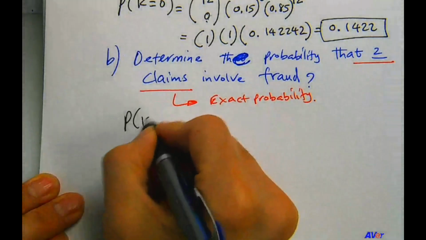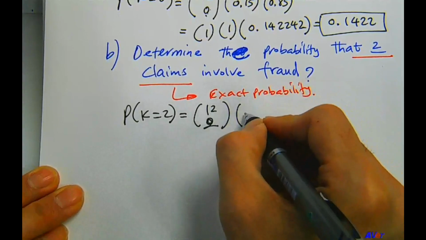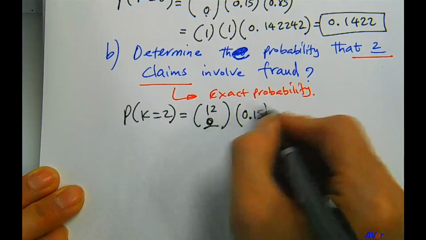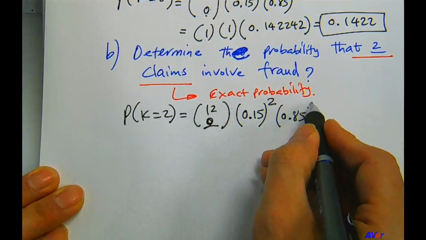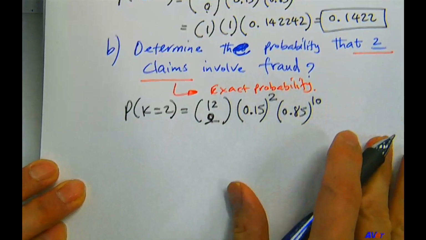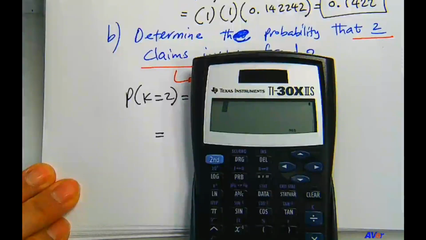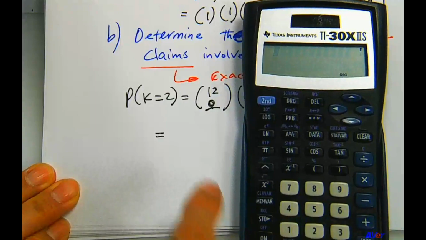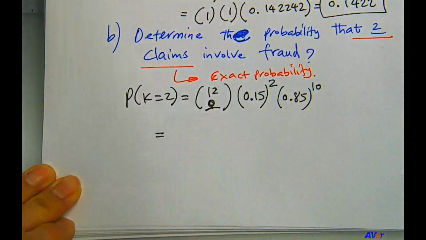Okay, so we have the probability that k equals 2 equals 12 choose 2, right? 12 choose 2 times 0.15, which is p, to what power? To the number of successes, 2, times 0.85 to what power? 12 minus 2, which is 10. Okay, so 12 choose 2. Let's calculate that. We want to calculate 12 choose 2, so enter 12, then the PRB button. Use the arrow keys to go to nCr, hit enter to select it, and then enter 2, and then hit enter again: 66. So 12 choose 2 is 66.